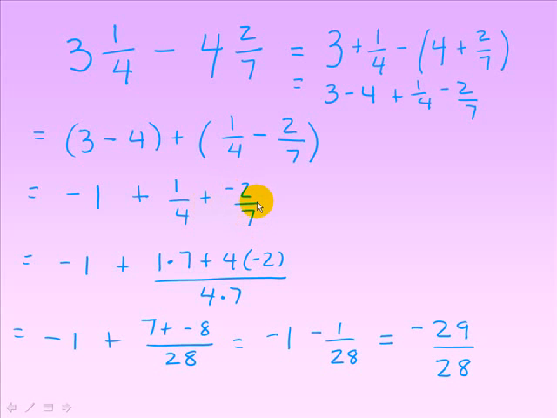And now we use whip, whip, whap on the fractional parts. 1 times 7 plus 4 times a -2 all over 4 times 7. We come down and simplify some more. I have 7 plus a -8 all over 28, which is equal to -1 minus 1 over 28. And it just so happens -1 can be represented as 28 over -28. I have really and truly -28 minus 1 all over 28, which is the same thing as saying -29/28.